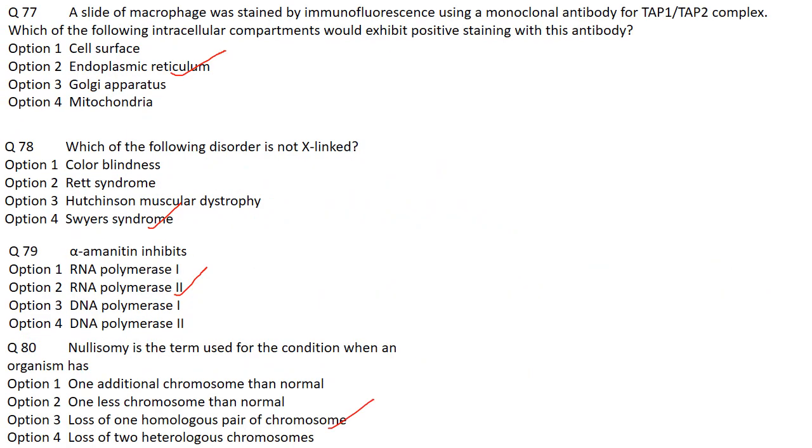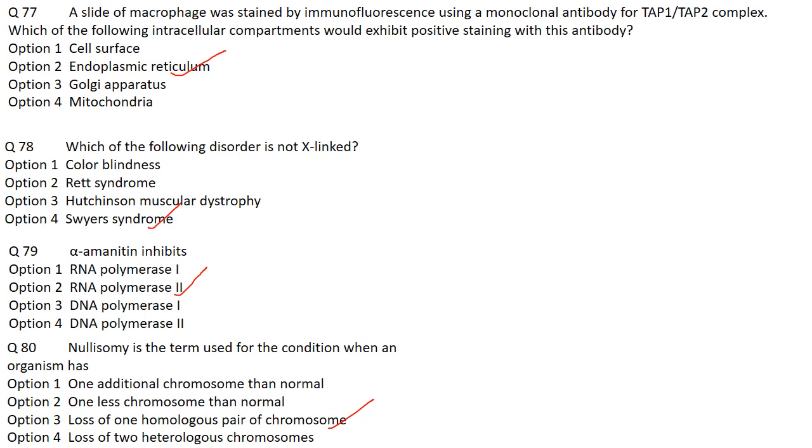Then a slide of macrophage was stained by immunofluorescence using a monoclonal antibody for TAP1 and TAP2 complex. This complex is found in endoplasmic reticulum. Which of the following intracellular compartments would exhibit positive staining with this antibody? Okay. TAP transporter is found in endoplasmic reticulum lumen. So answer will be option 2.